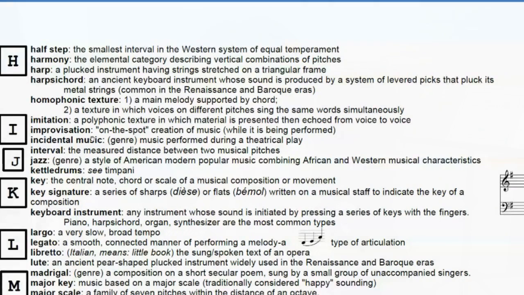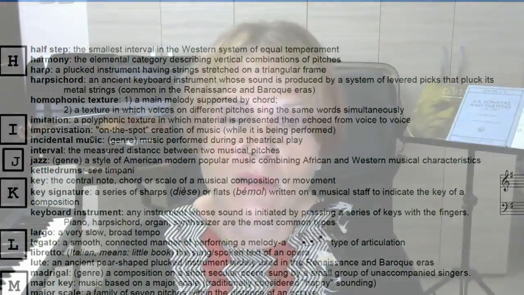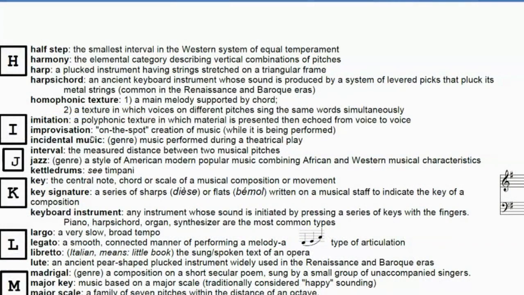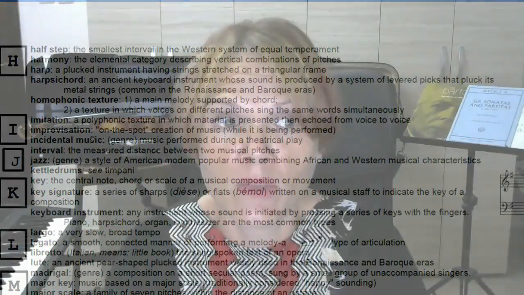The madrigal, we know this genre, a composition on a short secular poem. What does secular mean? Okay, sacred is religious, secular is non-religious music. So a secular or non-religious poem sung by a small group of unaccompanied singers. What does unaccompanied mean? A cappella, right? A cappella means singing without accompaniment.